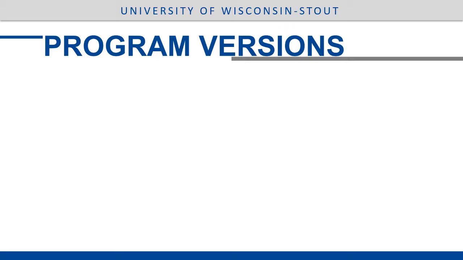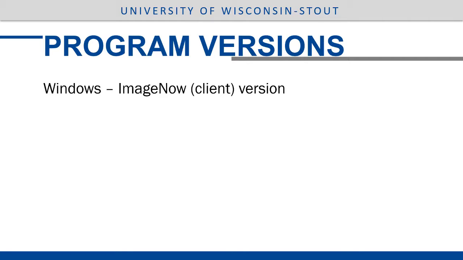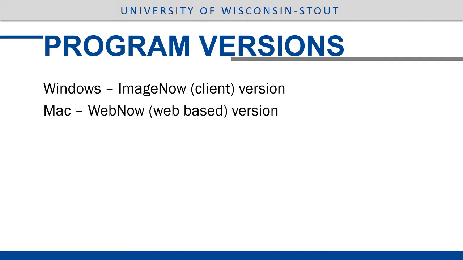Depending on the operating system you're using, you will use different versions of ImageNow. Computers running Windows will typically use ImageNow or the client version. This training is specific to that version. Computers running Mac will use WebNow or a web-based version. Faculty will typically use this version but have the option to download the client version on their Windows-based computers from their software center. Mobile devices will use Perceptive Experience.